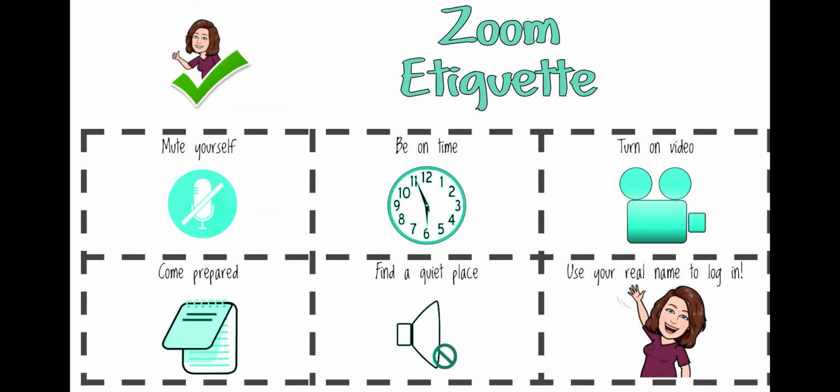So some Zoom etiquette tips. I ask that all students mute themselves when entering the class, that they are on time, and I do ask that students turn on video. That is not required, but it really helps to build that classroom community if we can all see each other while we work. I ask that students come prepared by doing any pre-work that I ask them to do, that they find a quiet place to Zoom so that there's not a lot of background noise, and it is school policy this year to log in with your first and last name.